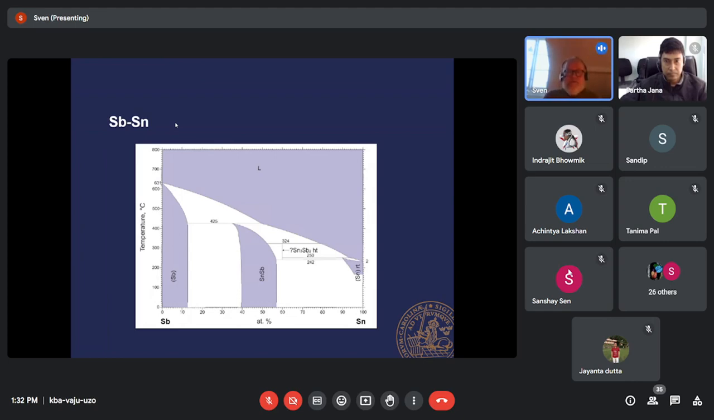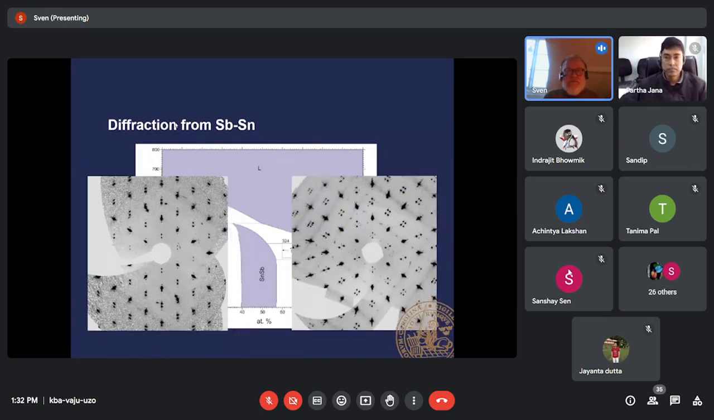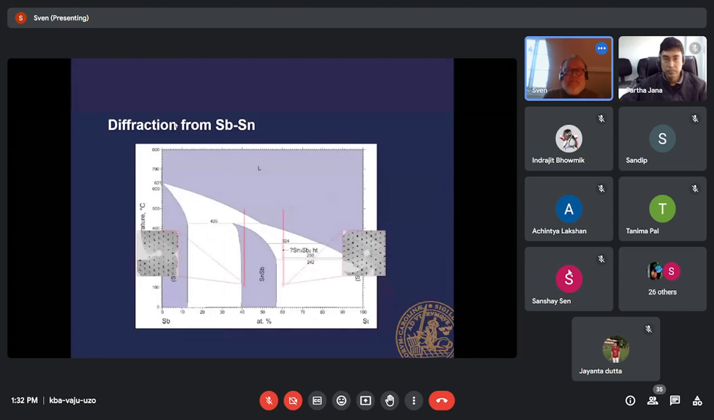If you try to synthesize it at the 2 ends, you get rather similar but somewhat different diffraction patterns. To the left, we have a very tin poor stistite. At the right, we have a very tin rich stistite. So these were made at these compositions. So the left-hand side starting with a small amount of tin.